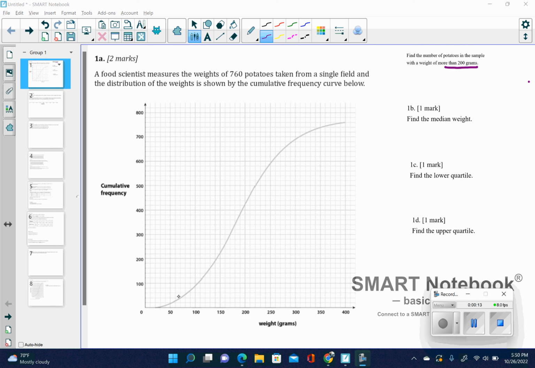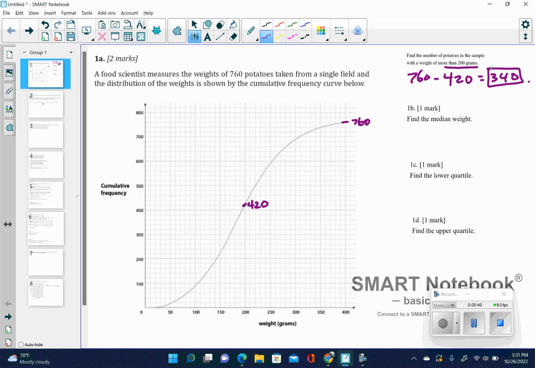Just to refresh your memory, this is cumulative, so that is a full 100%. More than 200 grams, right? This is where 200 grams is. If I go right here up, that number is 420, and this max right here is 760. So all we do is take those two numbers and subtract. 760 minus 420 gives you 340 potatoes.